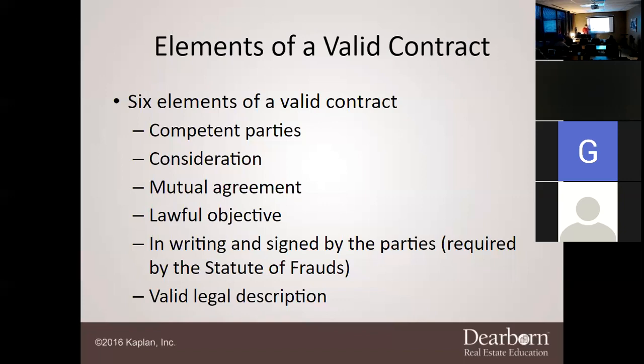They're going to catch you on these things, but it has to be in writing and it has to be signed by the parties as required by the statute of frauds. Not the statute of limitations, and that's where they'll get you. It's the statute of frauds. And the last one, the most important one that everybody forgets and misses, is there has to be a valid legal description.